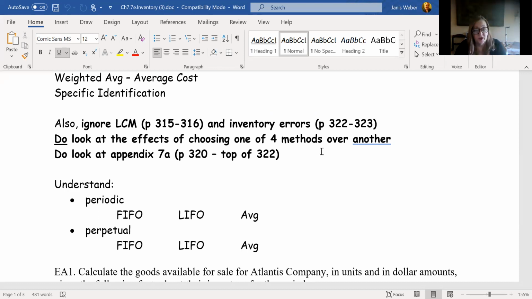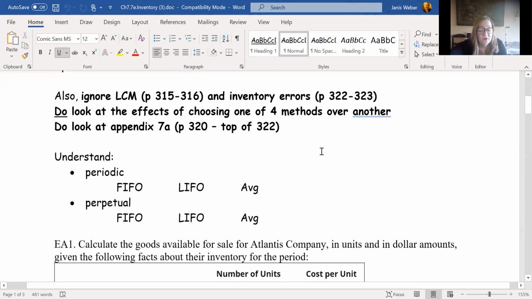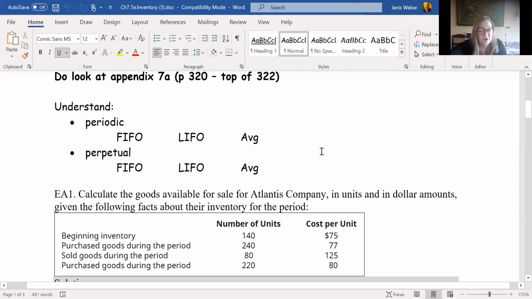So you could do periodic based on FIFO, LIFO. I'm sorry, my acronyms: first in, first out is FIFO. The acronym for last in, first out is LIFO. So we could use any of these methods, FIFO, LIFO, or average, with the periodic method or with the perpetual method. Mostly we'll be focusing on perpetual because that's what the real world uses, but there is some benefit to understanding the periodic as well.